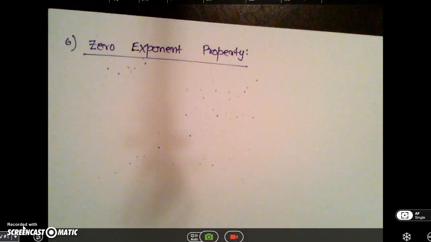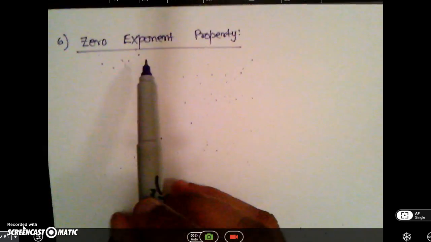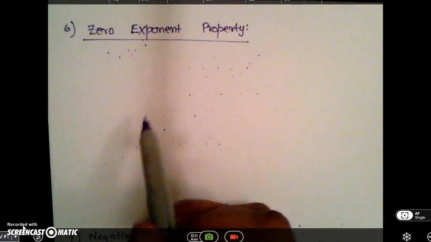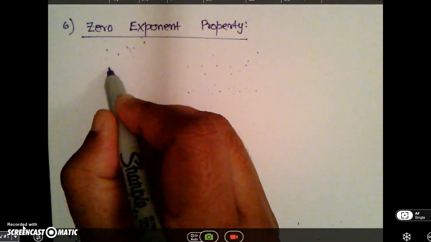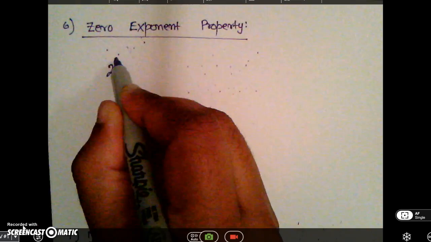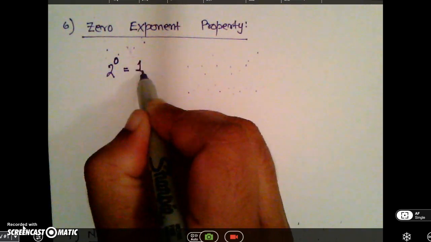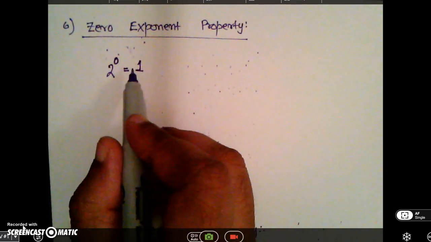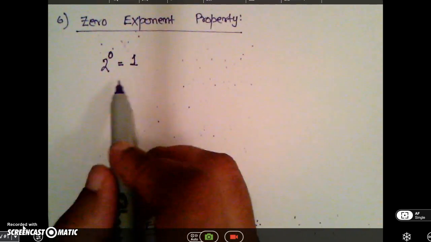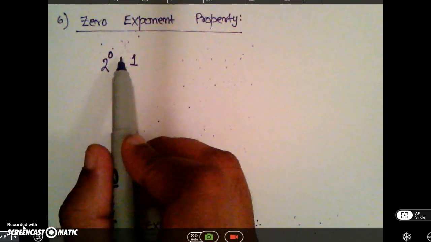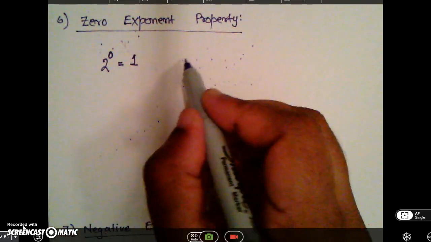Alright, the next property that we are going to look at is the zero exponent property. This is the simplest one. So anything raised to the power of 0, 2 raised to the power of 0 is 1. I'll explain this whole thing, how it happened, in class. Alright, so for now, let's just keep it. Anything raised to the power of 0 is a 1.